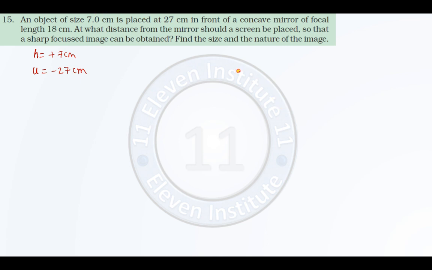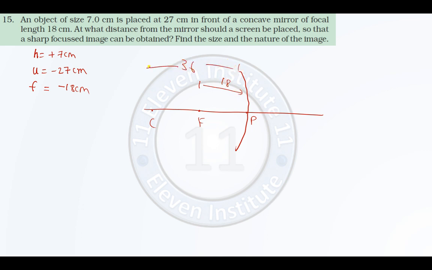length 18 centimeters. Now concave mirror means like this, right? Pole over here, focal point over here, center of curvature over here. So focal length is 18, so it will be taken as negative as it is measured on the left side of the pole. So I can write over here focal length is equal to minus 18 centimeters. Now clearly the distance from here to here is 18. So distance from here to C will be 36. Now our object distance is 27, so it is lying somewhere between C and F.